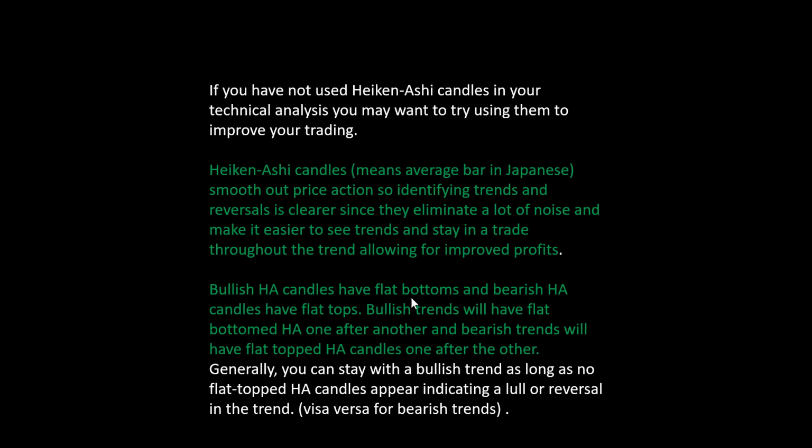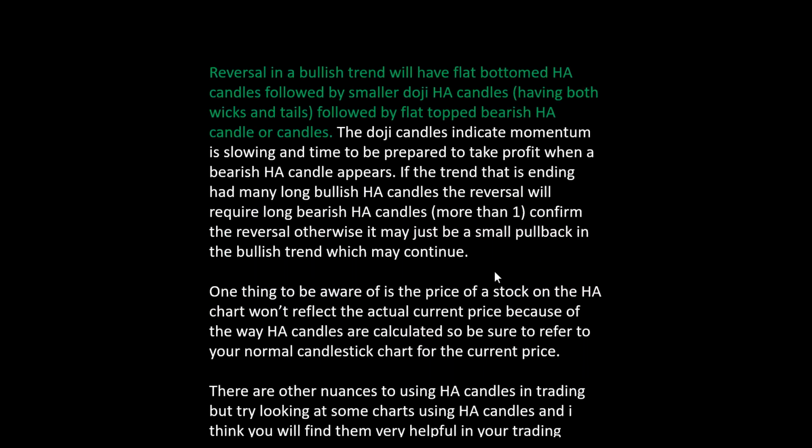And again, bullish Fibonacci candles have flat bottoms. Bearish Fibonacci candles have flat tops. We just discussed this. Bullish trends will have flat bottom Fibonacci candles, one right after another, and bearish ones will have flat top candles, one right after another coming down. And again, a reversal in a bullish trend, this is what we're talking about. If the Fibonacci candles are showing bullishness, flat bottoms, it'll have a flat bottom Fibonacci candle followed by smaller doji Fibonacci candles having both wicks and tails, followed by a flat topped Fibonacci candle. That would be a reversal from bullish to bearish.